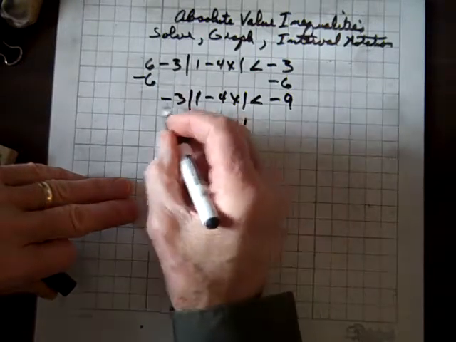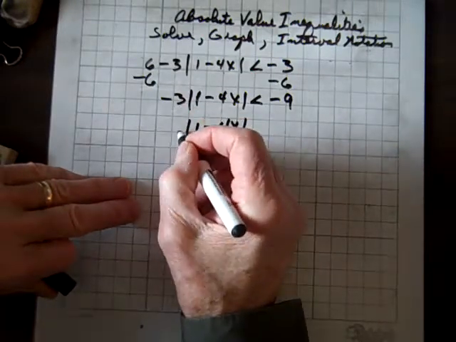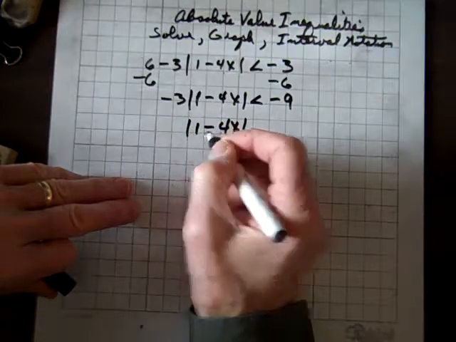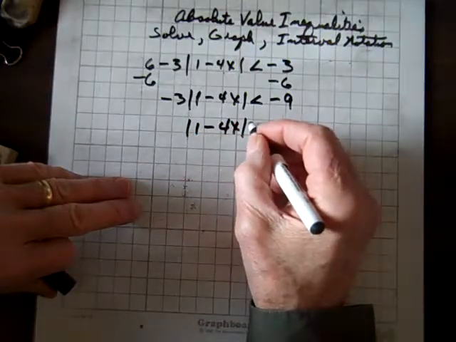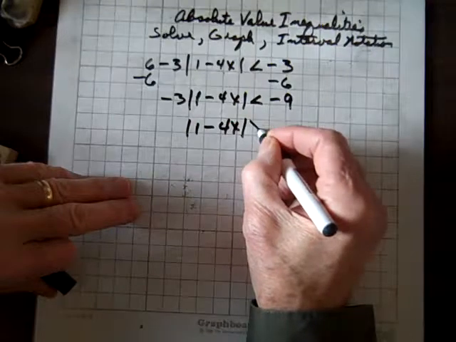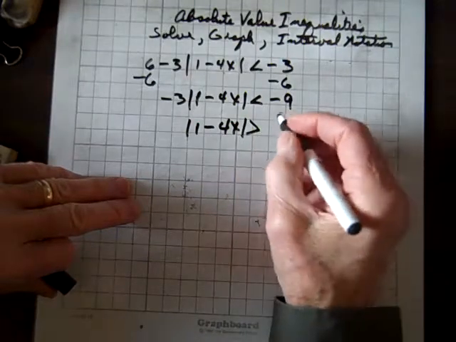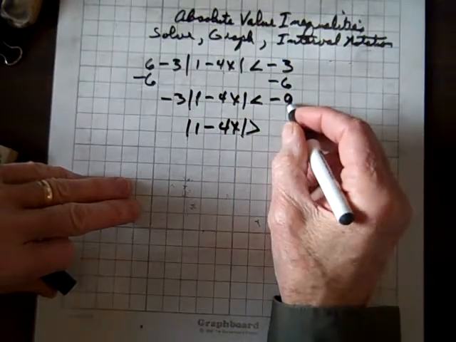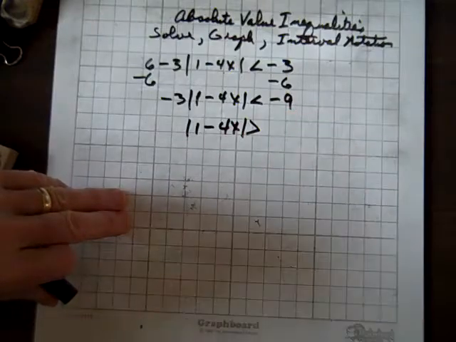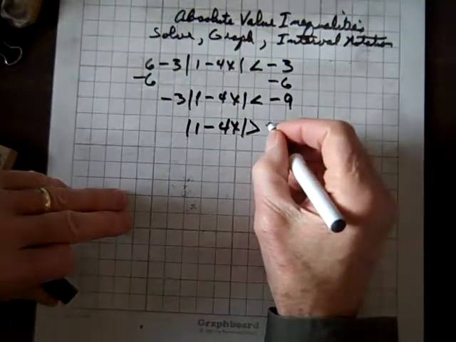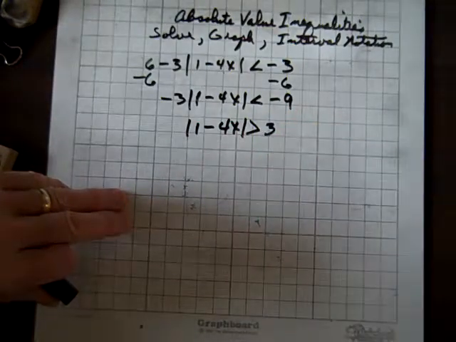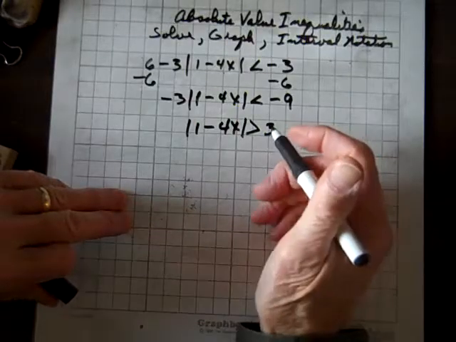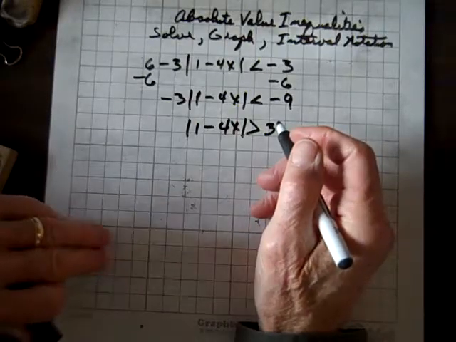Now, we still are encumbered by that negative 3 there, so we'll divide both sides by negative 3. And if we divide negative 3 by negative 3, we just get a 1, so we just get the absolute value on the left. Now when we divide through by a negative, we have to flip the inequality. And dividing negative 9 by negative 3, we'll get a 3. And now we're ready to go.